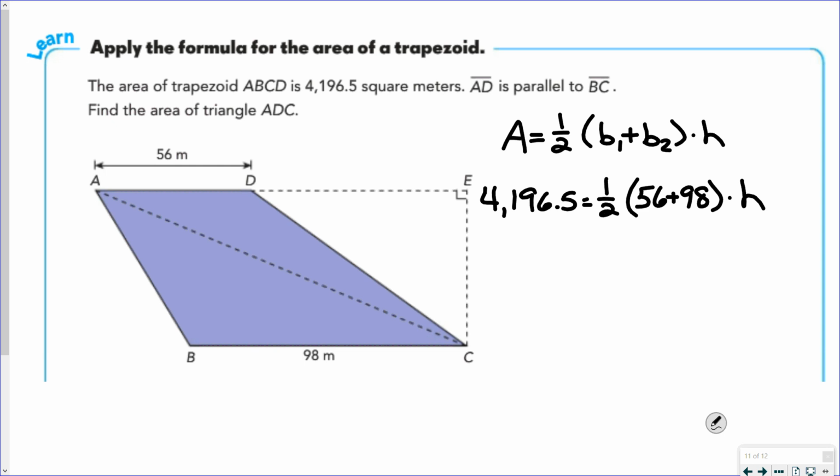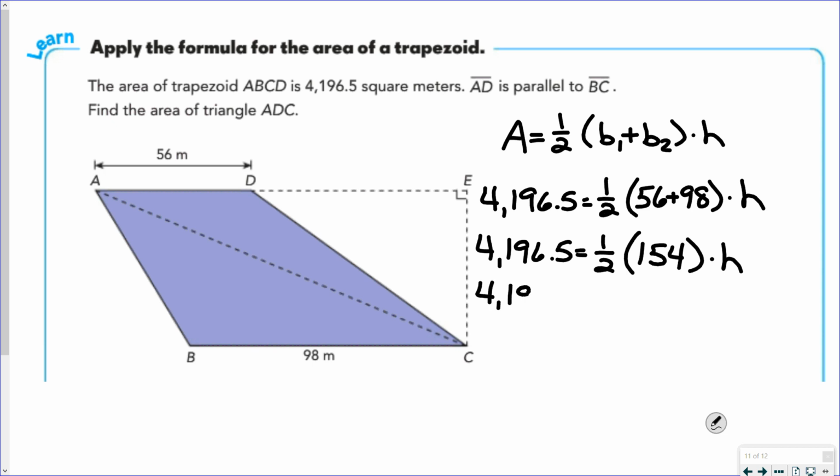Okay. And again, there's a couple things you could do. You could start by multiplying both sides by 2, or we could do some work and then take half of whatever 56 plus 98 is. There are lots of options here. I'm going to start by following my order of operations, and I'm going to add 56 plus 98, and that would give me 154. Then I'm going to take half of 154, which is 77.